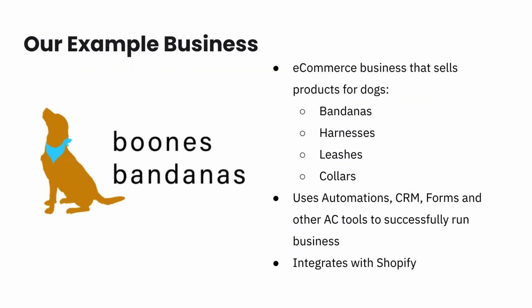Our example business today is going to be reflective of an e-commerce business that sells products for dogs. They're hosted on Shopify and they connect through our deep data integration, where all of their data comes over to let us know about purchasing and customer usage. We're also using tools in the platform like automations, campaigns, CRM, and the forms builder. Today, though, what we want to focus on specifically is how Boone's Bandanas uses campaigns.